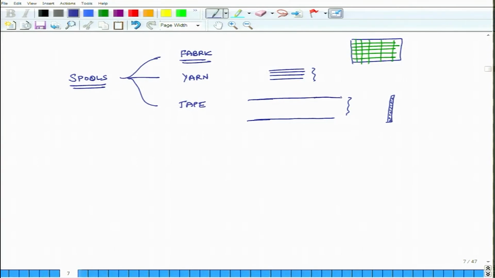So, these tapes can also be used to make unidirectional composites, yarn can be used to make unidirectional composites, fabric can also be used to make composites. It may or may not be unidirectional. When I say unidirectional, if there are a lot of fibers in one direction, but very few fibers in the other direction, then it is more or less unidirectional. Or if the number of fibers is almost equal in both the directions, then they will not be unidirectional layers. Okay. So, this is what you do with spools.